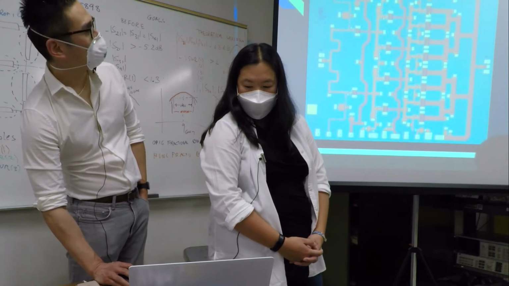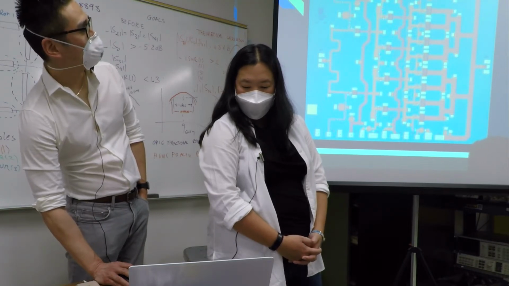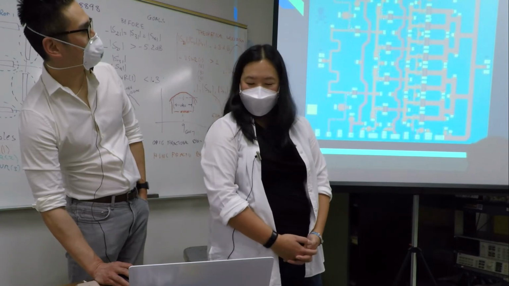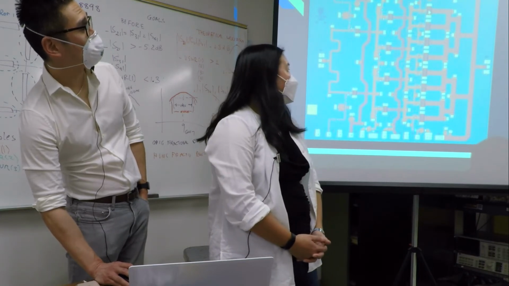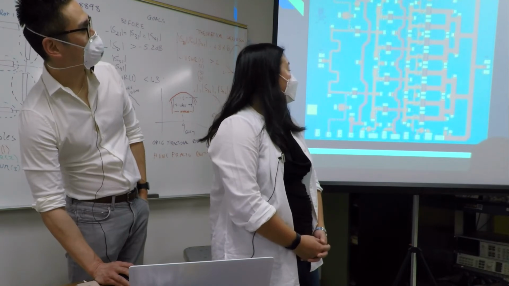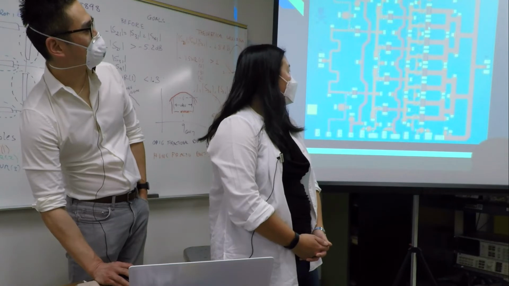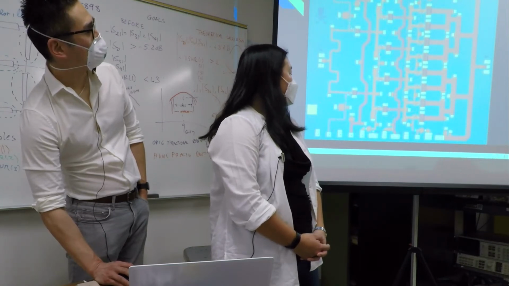So why does this look like this? These are actually what we call fingers. There's a certain number of gate fingers, and we define the transistor by how many fingers there are. This one has more fingers than this one, and there are more in this stage. This is the last output stage, this is the middle stage, and this is the input stage.